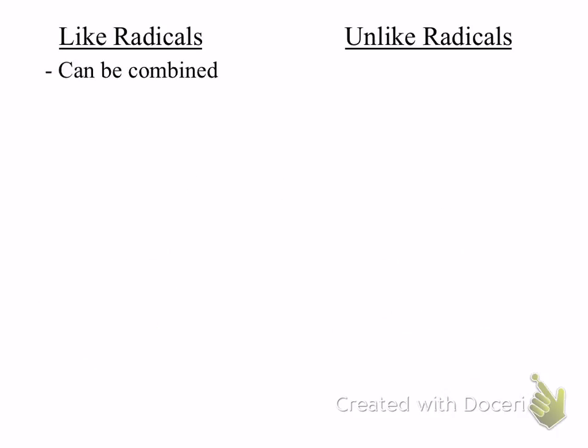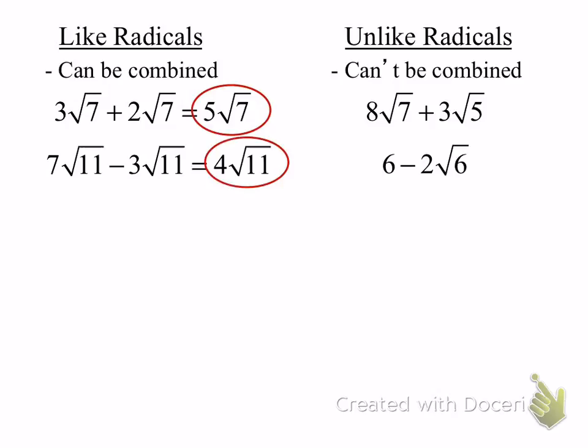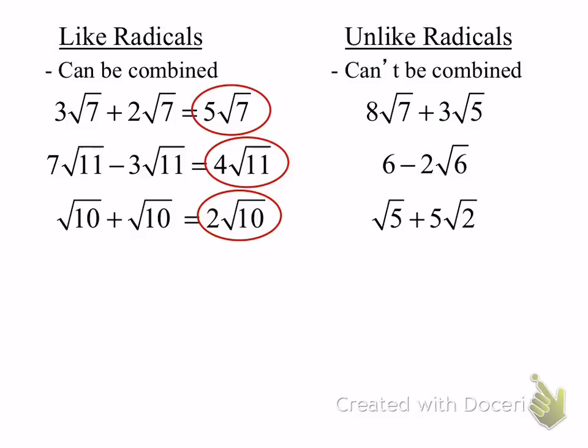Yes. Okay, so we said like radicals can be combined, unlike radicals can't. Just some examples. This doesn't have a radical, so it can't be combined. The 5 is not a radical, so they can't be combined. Does that make sense? Mm-hmm.